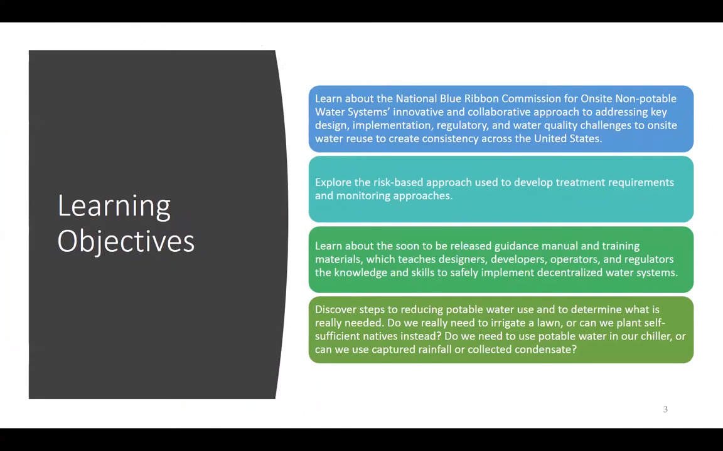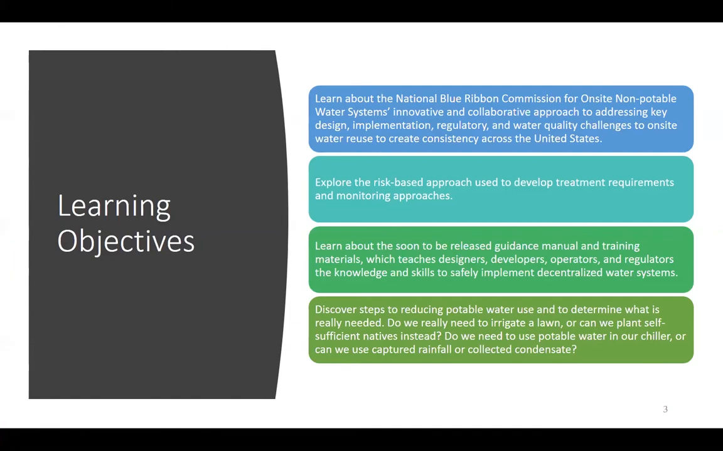So just to briefly go over our learning objectives today for the webinar. The first one is to learn about the National Blue Ribbon Commission for Onsite Non-potable Water Systems' innovative and collaborative approach to addressing key design, implementation, regulatory, and water quality challenges to on-site water reuse to create consistency across the U.S. The second is exploring the risk-based approach used to develop treatment requirements and monitoring approaches.